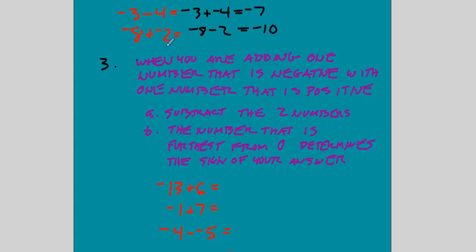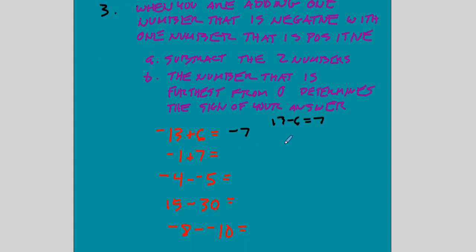So now finally, when you're adding one number that is negative with one number that is positive, A, subtract the two numbers, and B, the number that is furthest from 0 determines the sign of your answer. So negative 13 plus 6, off to the side here, I'm going to go 13 minus 6, which is 7. Okay, but negative 13 is further from 0 than 6, so my final answer must be negative 7.